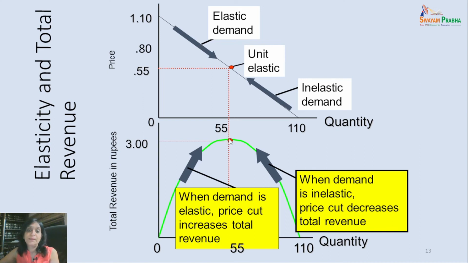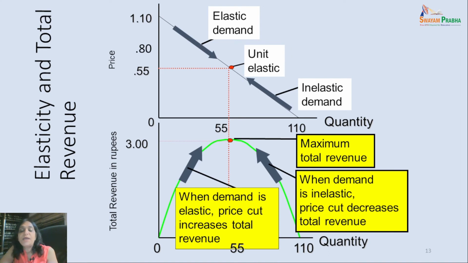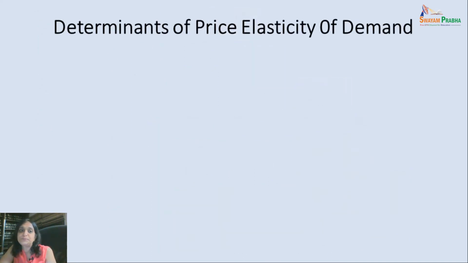maximum. So total revenue of the firm is maximum when the elasticity of demand is what? Equal to 1, or it is unit elastic. So that is your maximum total revenue shown by the red dot on the total revenue curve. So this is how we get the relationship between elasticity and total revenue.